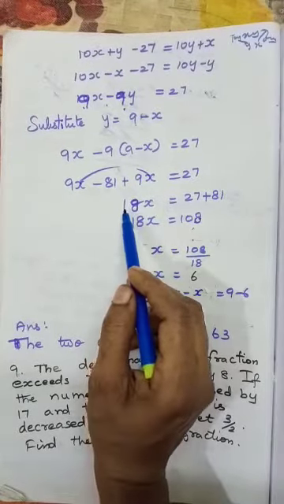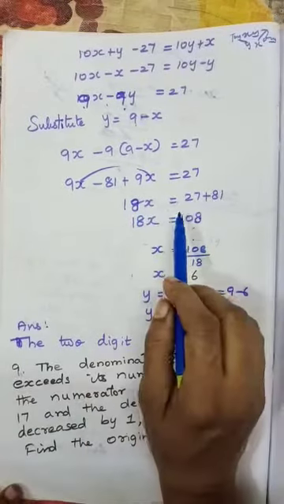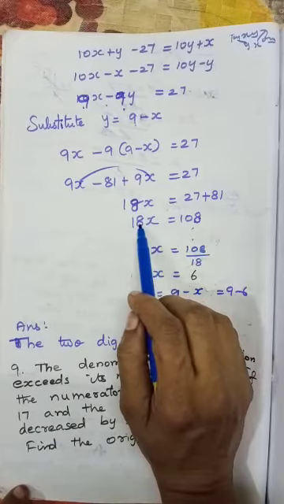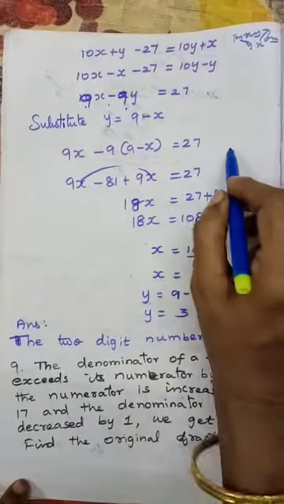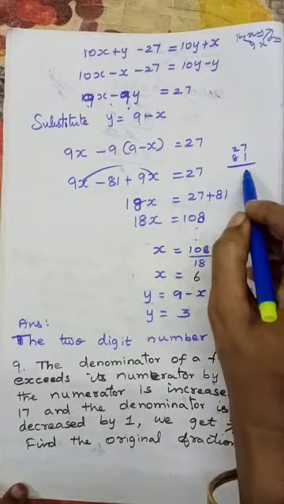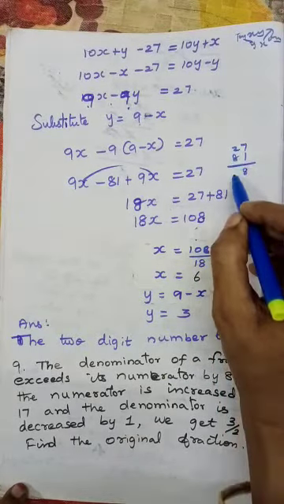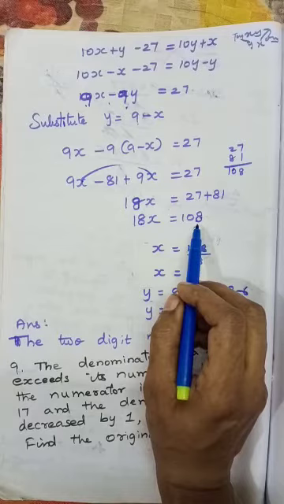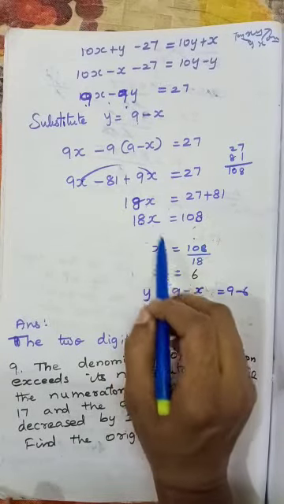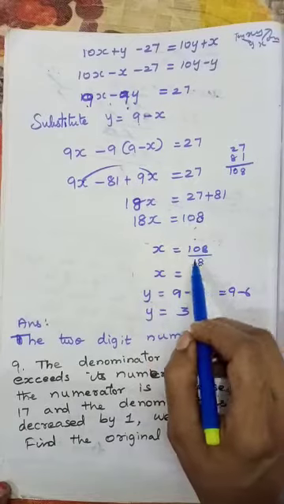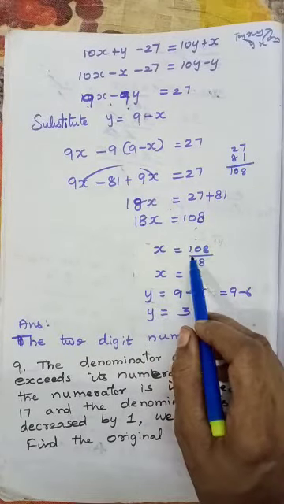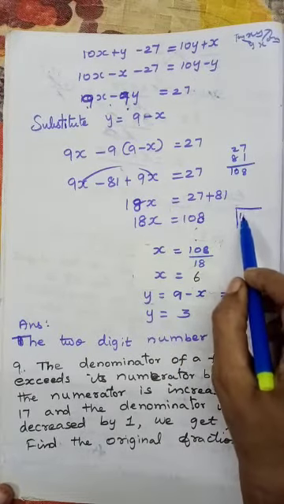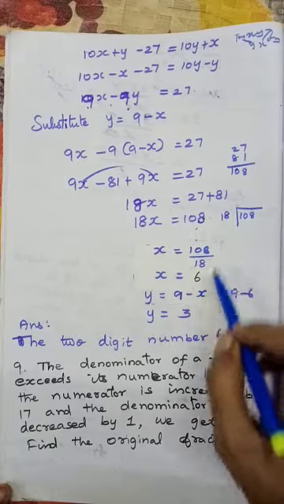9x and 9x becomes 18x is equal to 27 plus 81. 27 plus 81, so 8 plus 2, 10, so 18x is equal to 108. Now keep x here and bring the 18 that side. It will come to the denominator, isn't it? So 108 by 18. If you don't know, you divide and see, 108 divided by 18.